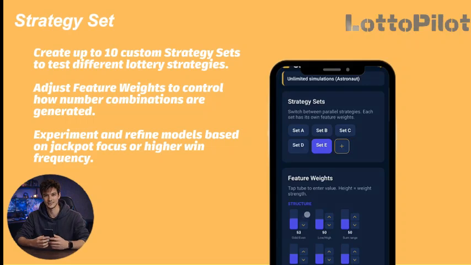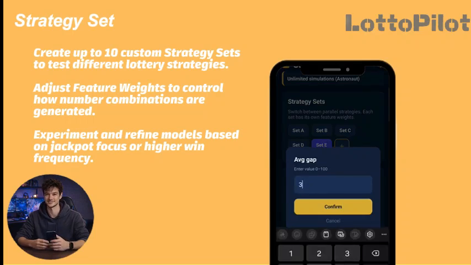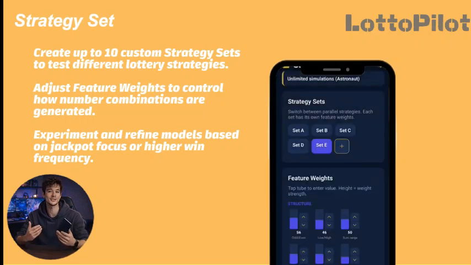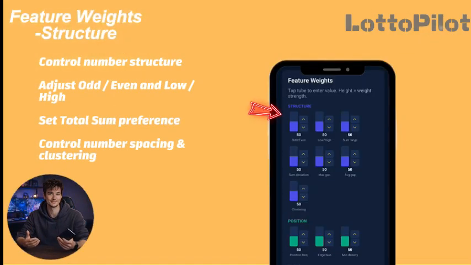Inside each strategy set, you can adjust a group of feature weights. These weights control how the system generates lottery number combinations. Each category focuses on a different aspect of number behavior. First is structure, which controls the overall composition of the numbers.